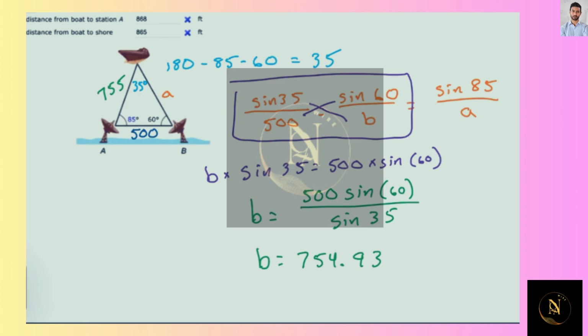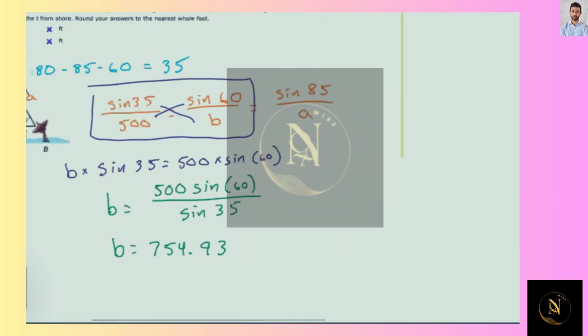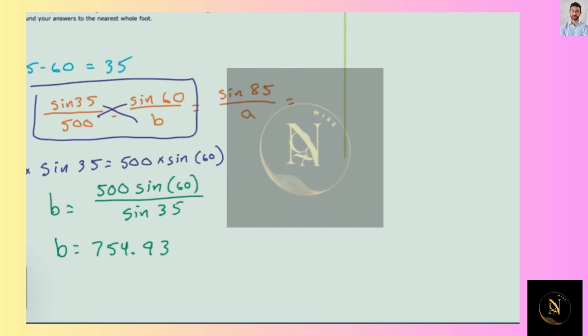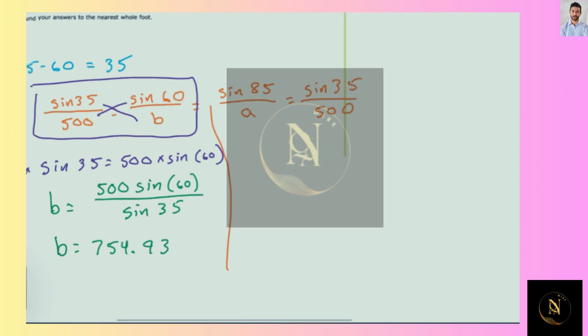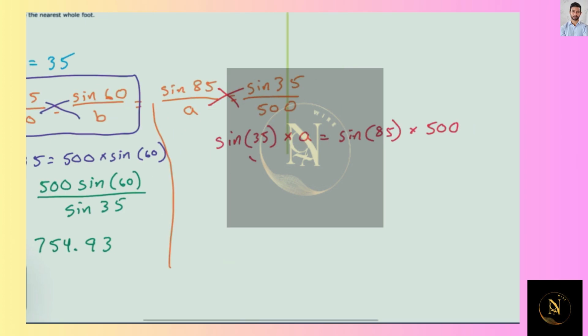Now let's find our other value. I'm going to rewrite my first one, sine 35 over 500. Let's work through that again. So I'm going to do sine 35 times A is equal to sine 85 times 500. And just like the last problem, we want to divide by sine 35. That's going to give me what A is equal to.